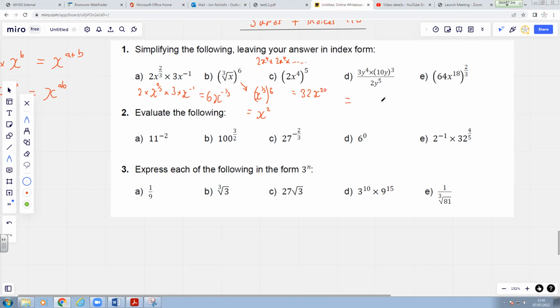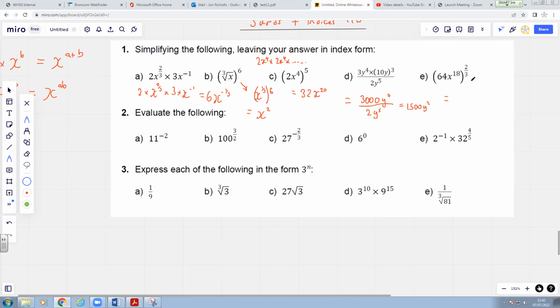Okay, here, what I'd probably do first is think, well, 10 cubed is 1,000, times by 3 is 3,000, just simplifying the top. y to the 4 times y cubed is y to the 7. You don't have to do it in the same order as me, you can still get the same answer. Over 2y to the 5. So I think that's 1,500y squared.